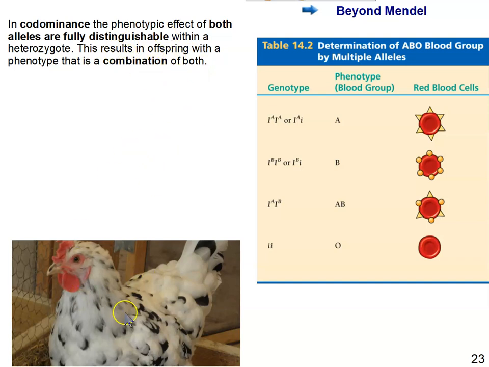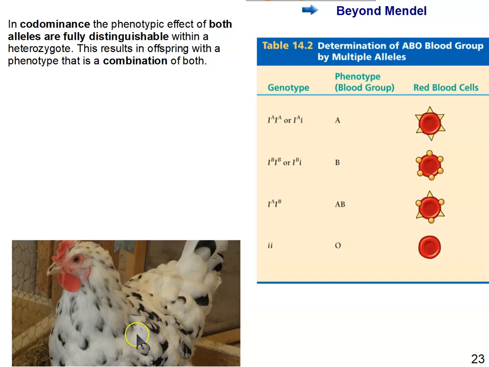It's easiest to understand here with the chicken example. That's why I included it. In this chicken, the feather color is the result of two alleles, one for white and one for black. So we end up with some feathers being white and some feathers being black, and you can very clearly see that some feathers are white and some feathers are black.